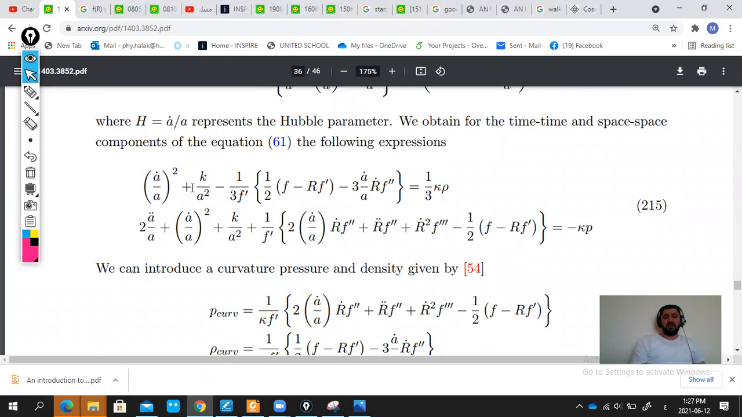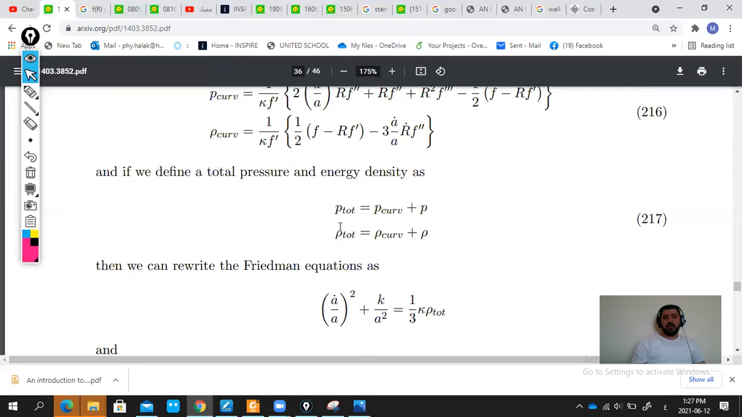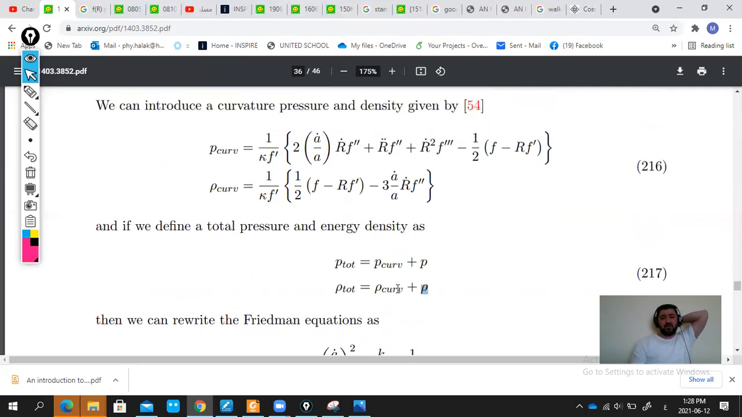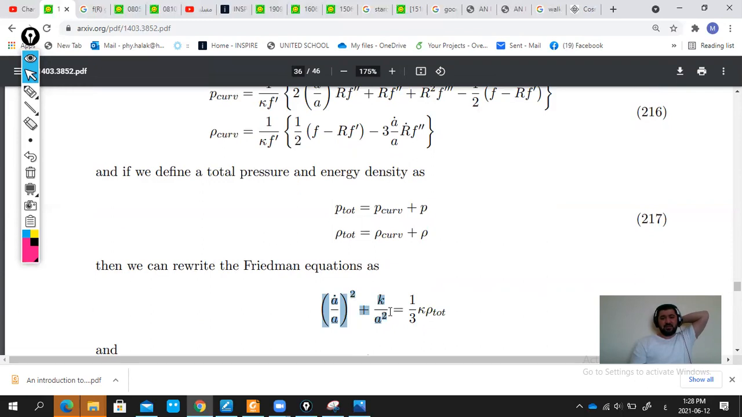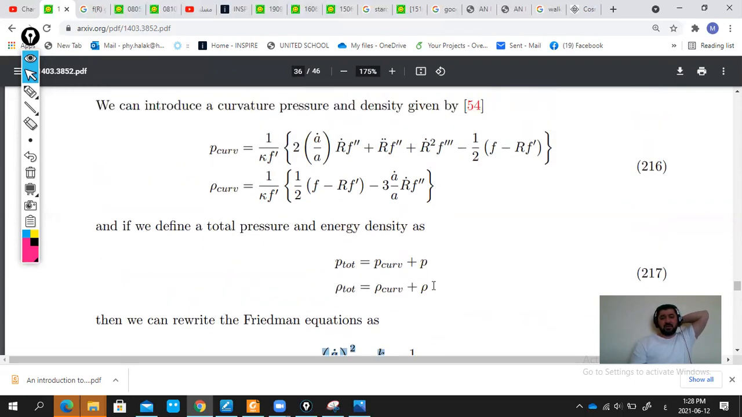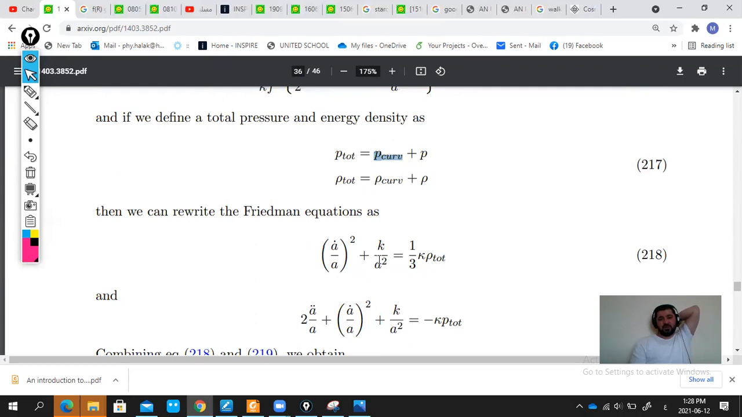So they wrote it in a way similar to the Friedman equation, like this: a dot over a squared plus k over a squared equals 1 over 3 kappa rho total. For rho total, they took rho and the other terms, which differ from the left side of the Friedman equations and do not contain rho, of course containing f prime and R. They call it the density of curvature. The same thing for B of curvature. So it's just about arranging the equations again.